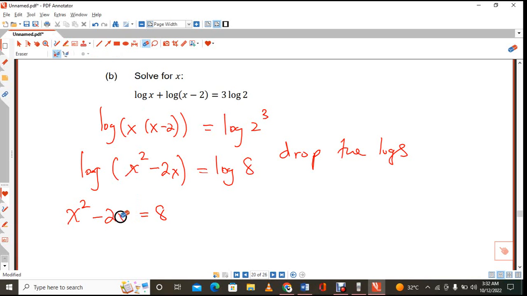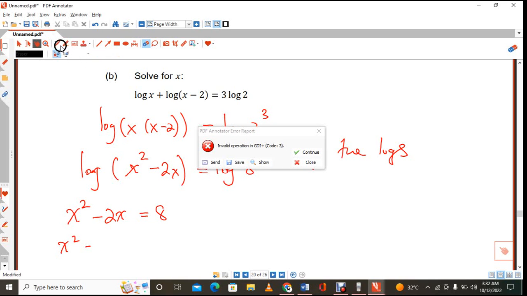Maybe I should write that 2x nicely. And you have x squared minus 2x. Goodness gracious. Let's just make sure. Here we go again. I think we know what's about to happen, so I'll have to save and continue.